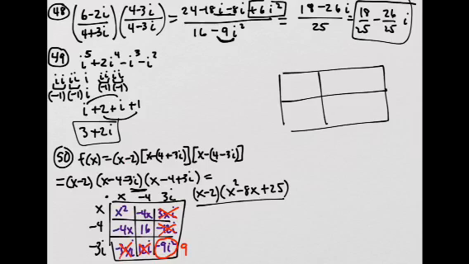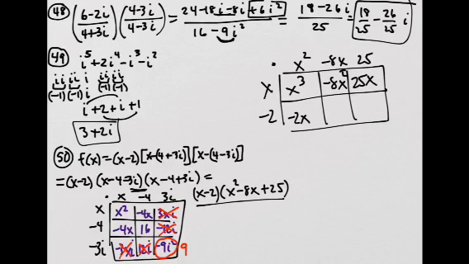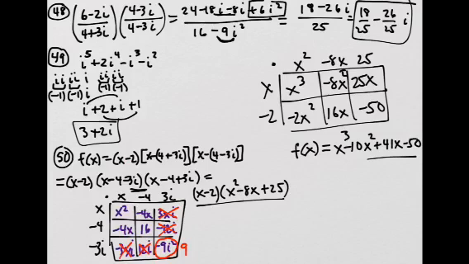And so it's x minus 2, and then x squared minus 8x and 25. We multiply, that's x cubed, negative 8x squared, 25x, negative 2x squared, 16x, and negative 50. Combine your like terms, so you get x cubed minus 10x squared plus 41x minus 50, and that's a polynomial.